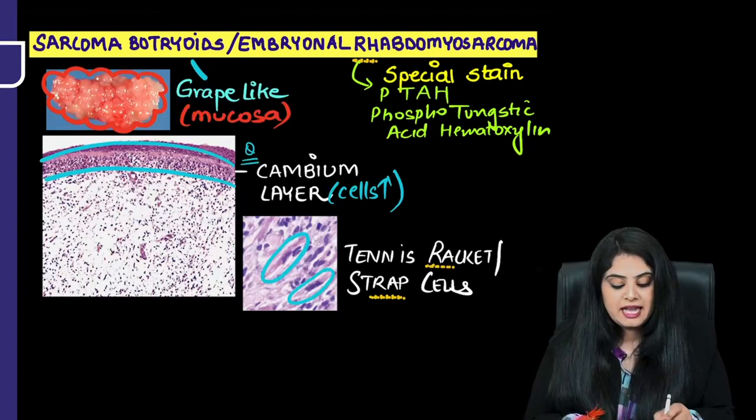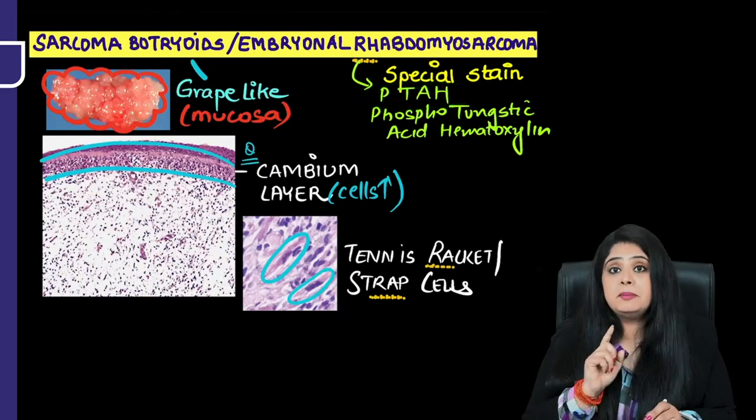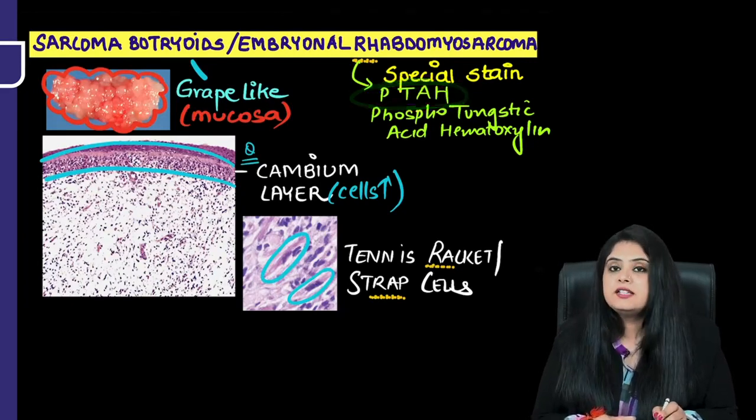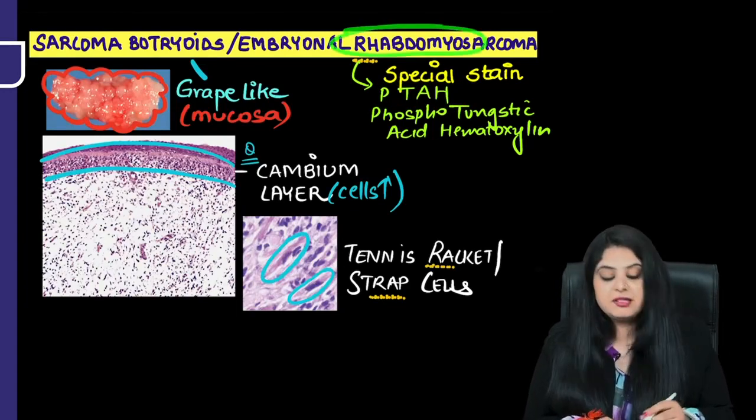It is used for PTAH. And what is the stain sounding like? It is sounding like "pitai". So this PTAH stain is the one that I'm going to use for skeletal muscle tumors.